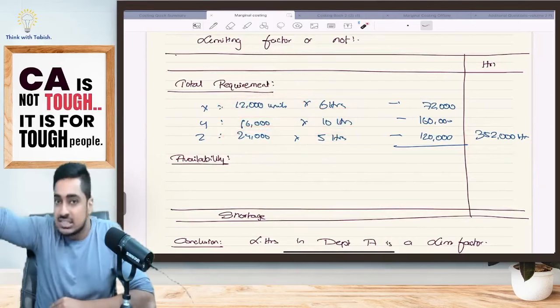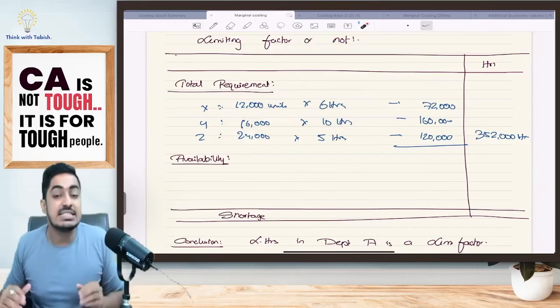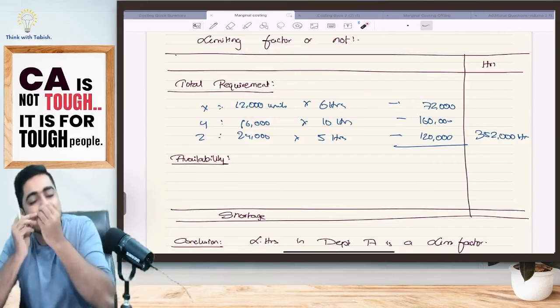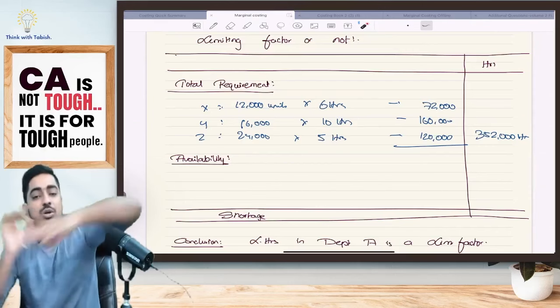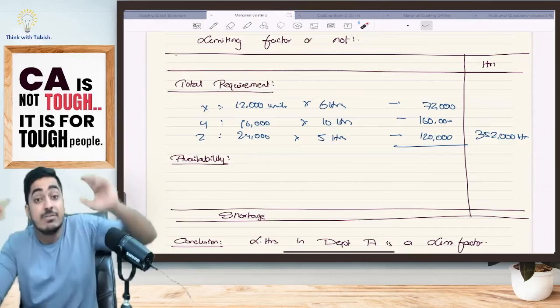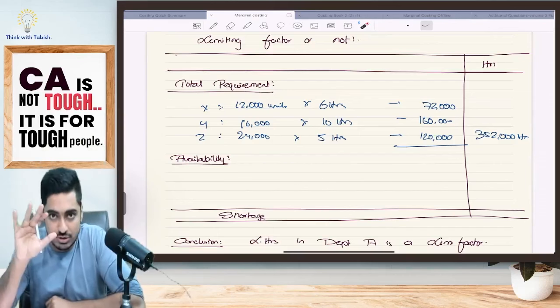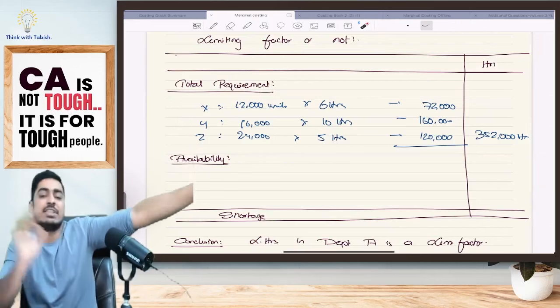That means next year, if I have 3,52,000 hours with me, is there any tension or any problem? No, sir, there will be absolutely no problem because I can produce full X, full Y, full Z. No tension. But if I don't have 3,52,000 hours, then there is a problem. Yes or no, everyone? Yes. Total hours required is 3,52,000. If I have that, no tension.